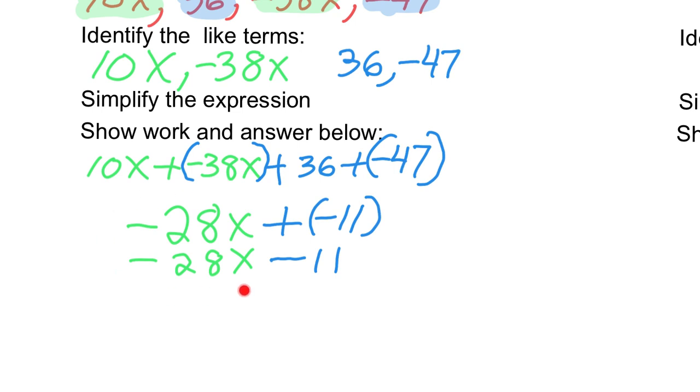So either of these two will be acceptable ways to write your answer. You can say negative 28x plus negative 11. You could also say negative 28x minus 11. That's the same expression.